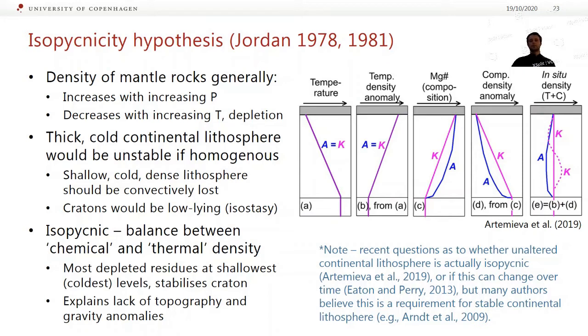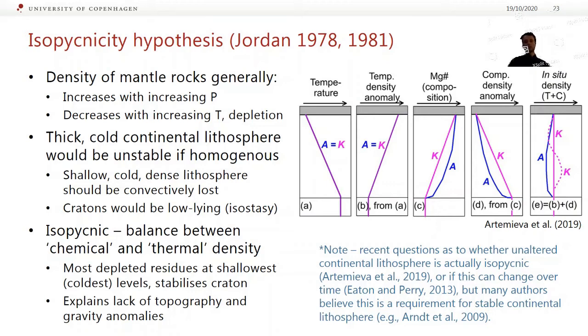In terms of composition, then the Mg number is higher. It's most depleted at the top and it's least depleted at the bottom. And this will mean that you have the opposite density anomaly from composition. And so when you add those all together, the density, the thermal and chemical effects balance out, and you have a pretty constant density throughout the profile of the lithospheric mantle.